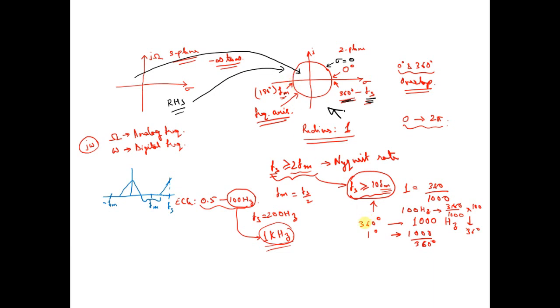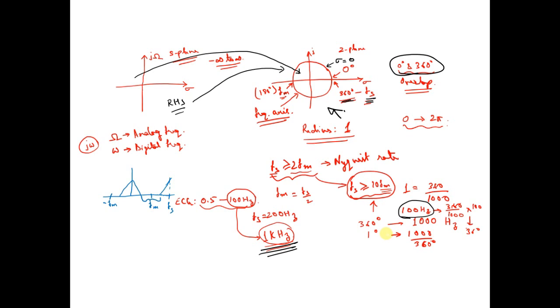Now, we already discussed that 0 degree and 360 degree overlap over each other. Now suppose I want to have a particular frequency component identified where it is placed. Say for example, if your sampling frequency is 1 kilohertz, where would you place, or where would you find the 100 hertz?